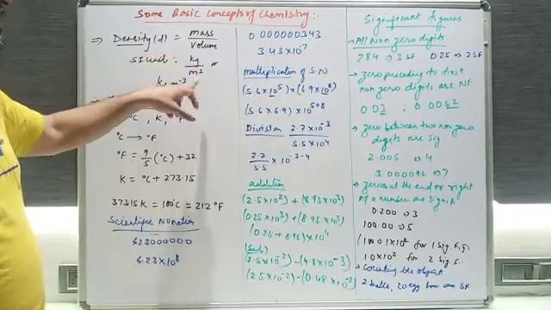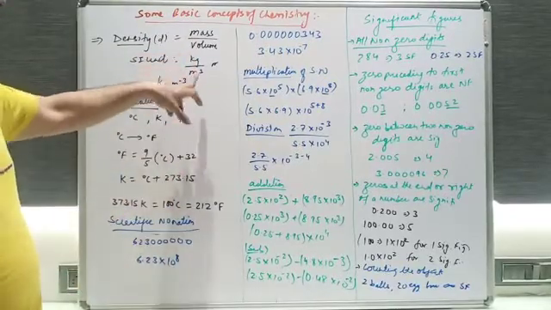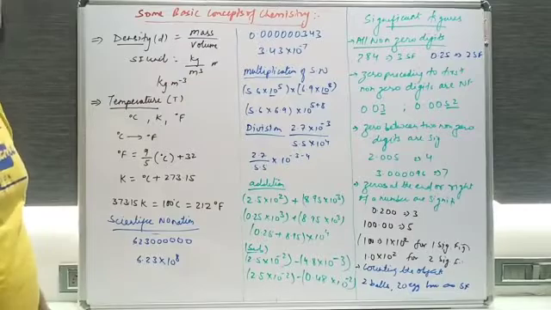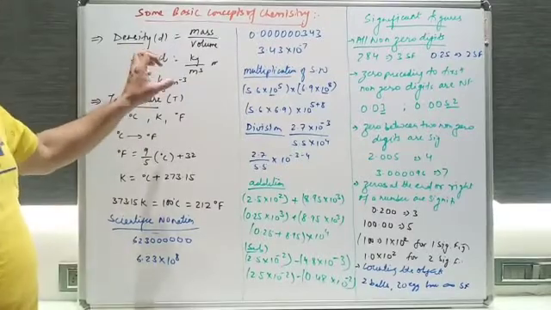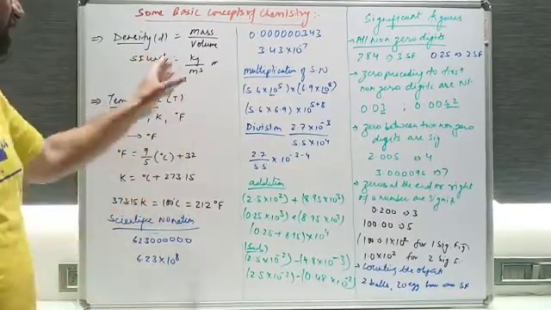Mass upon volume. What will be the unit? The SI unit of mass is kilogram and the unit of volume is meter cube. So the overall unit will be kilogram per meter cube. So that is a derived quantity.